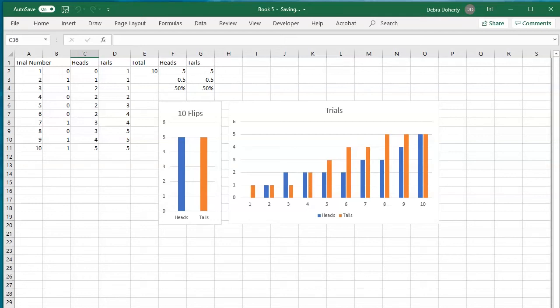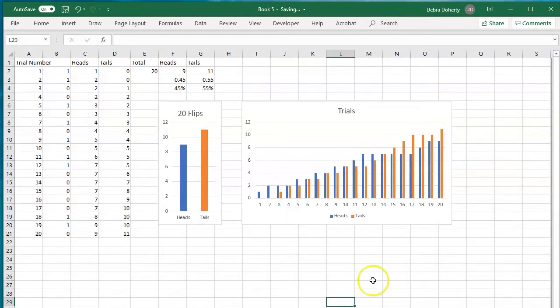We're going to attempt to simulate 10 flips of a coin. Here we have exactly 5 heads and 5 tails. Now what happens if we increase it to 20 flips? Now we have 9 heads and 11 tails, which gives us 45 and 55%.